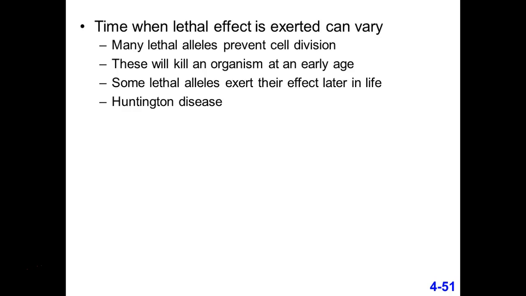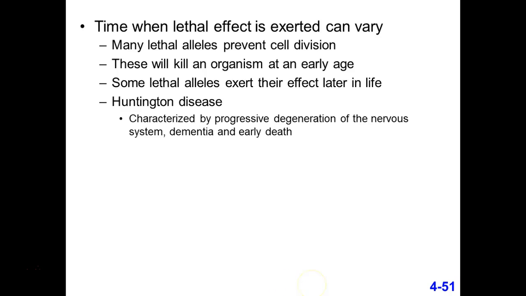And the unfortunate thing about that one is that it's dominant. But the problem is it's later in life, so you don't realize you have it until you're an adult and you've probably already had kids. It causes progressive degeneration of the nervous system, dementia, and then eventually death.